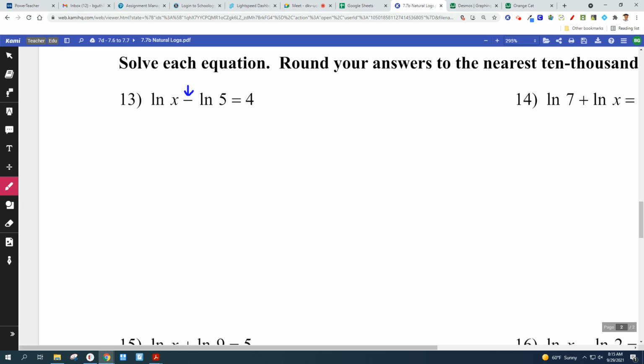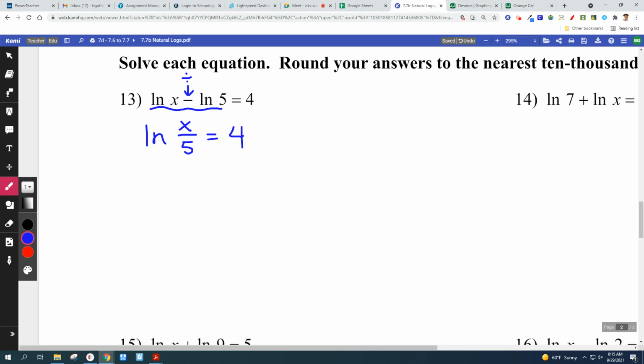I know that this subtraction is going to change into division. I can condense this into a single logarithm. Natural log of x over 5 equals 4. Now, in order to isolate, you're going to have to eventually get rid of that divide by 5 with the times 5. But before we can get there, we have to get rid of that natural log.